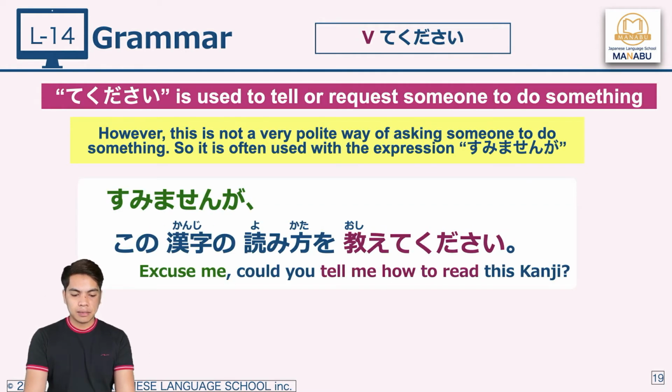Another example, sumimasen ga, この漢字の読み方を教えてください。Once again, すみませんが, excuse me。この漢字の読み方。この漢字, this kanji, particle の読み方。読み方 means how to read or the way of reading. Particle を教えてください。From the verb 教えます, to teach, 教えてください, please teach me or please tell me.